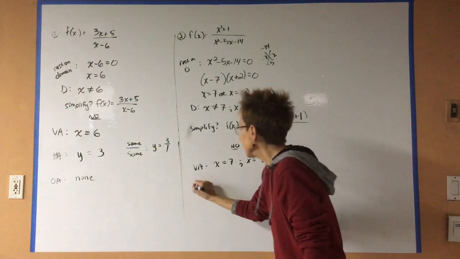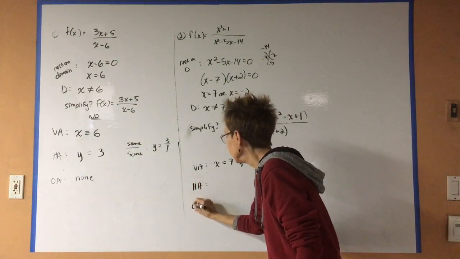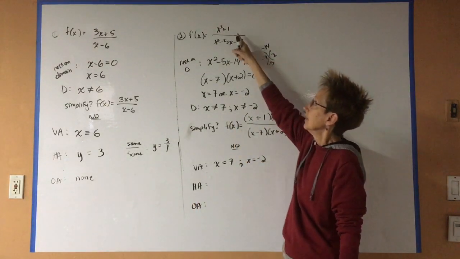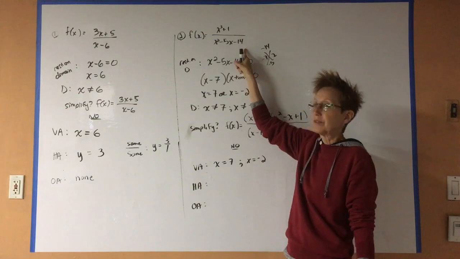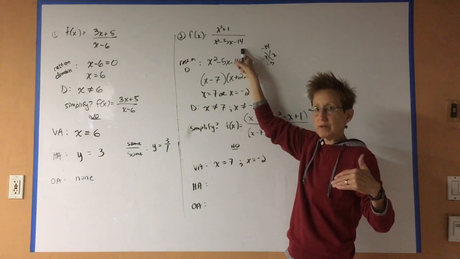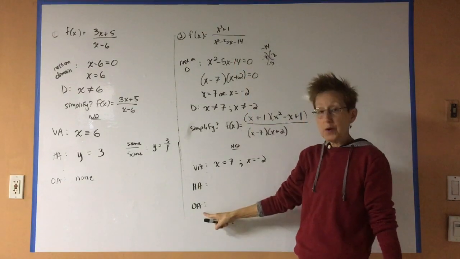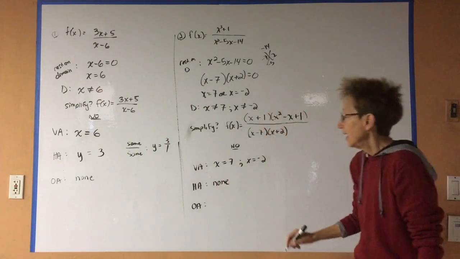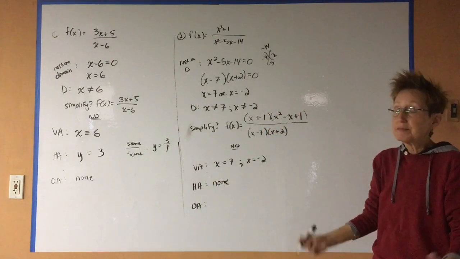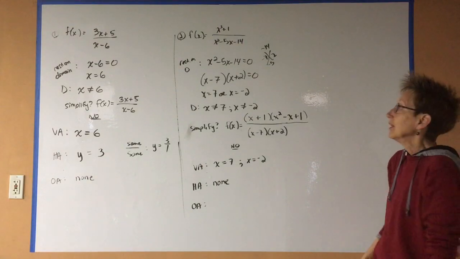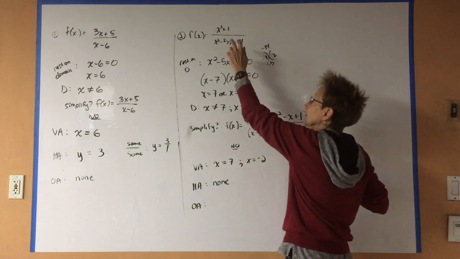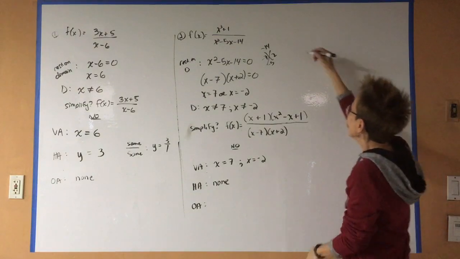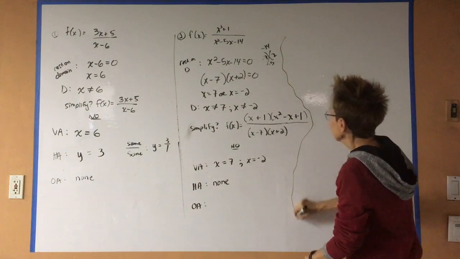In terms of HA or OA, I need to look at degree. Degree 3, degree 2. So that's higher over lower. And higher over lower means OA. So there's none for HA. And so higher over lower means I need to divide. So can I use synthetic division on this one? No, darn. So I need to do long division.